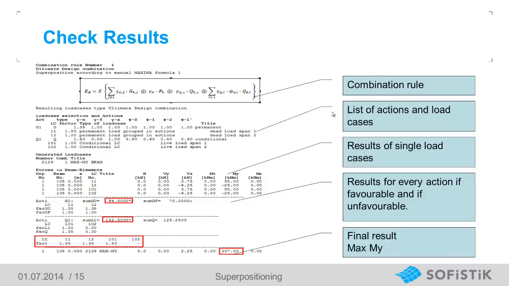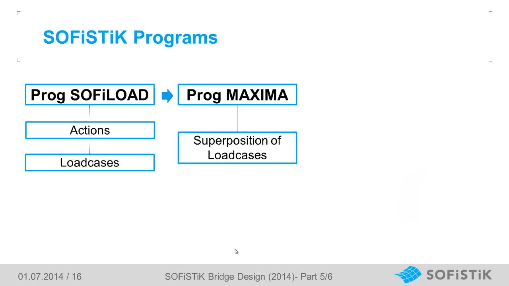So first of all, you will find the combination rule. Then you will find a list of all actions and load cases. Then you will find the results of single load cases. Then also the results of every action, if favorable and if unfavorable. And then you will find also the final results, so in this case the maximum bending moment My. Okay, then we go further.